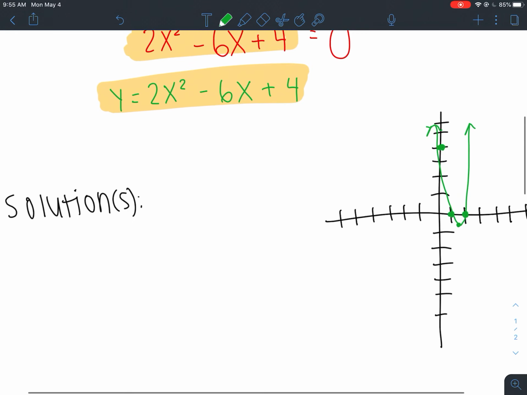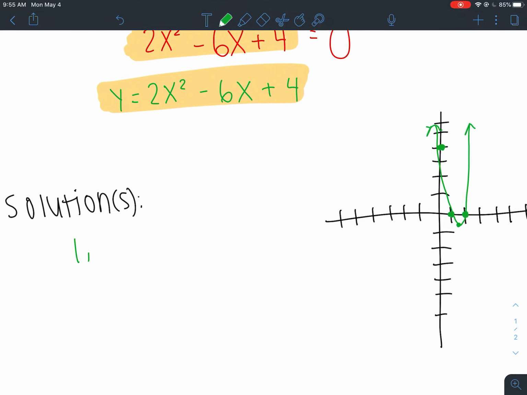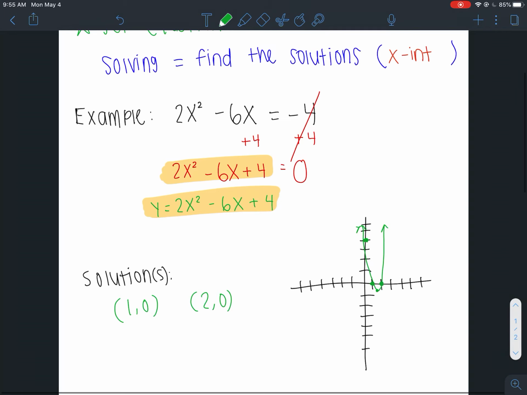Now I'm going to state the solutions. Now again, you could have 0 solutions, 1 solution, or 2 solutions, depending on your graph. In this case, I have 2 solutions. I have one at 1, 0, and I have one at 2, 0. So I'm just going to list them out like that. So again, you could have where you have no solution, so you just put none. If you have 1 solution, you would list that 1 solution. And again, a solution is an x-intercept, so just make sure we're comfortable with that vocabulary. But that is it for solving by graphing.